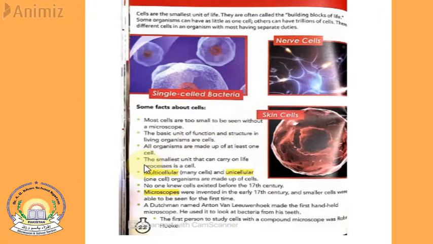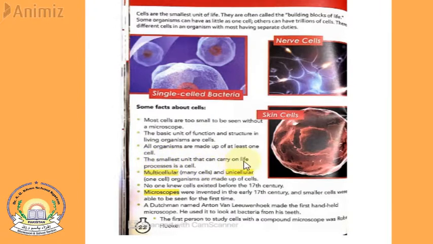All organisms are made up of at least one cell. There cannot be any organism in this world which does not have a cell. Every living organism which is alive, which is breathing, which needs food and water and air for itself, needs cells inside its body. It depends on the organism how many cells it carries, but it must have at least one cell in the body to survive.